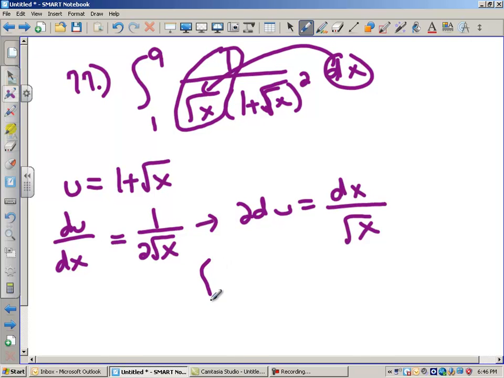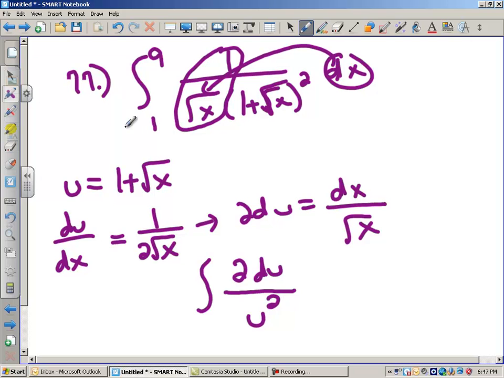So let's go ahead and do our antiderivative symbol. And then I have my 2 du will be the dx over the square root of x. So that 2 du is up here. That represents the dx and the square root of x in the bottom. And then on the bottom, I have u squared.